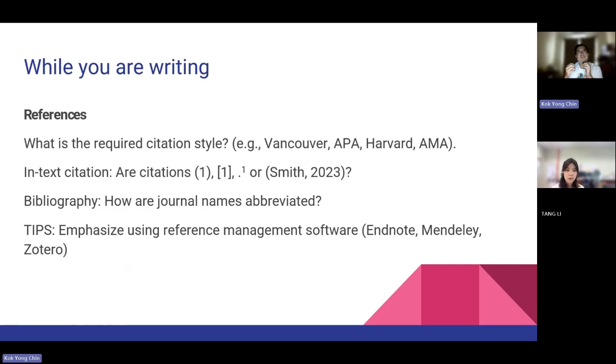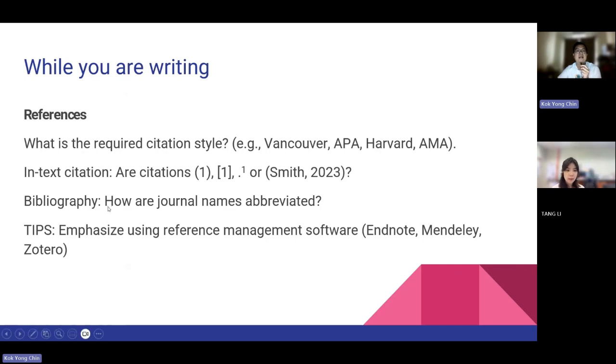If you are in a hurry and you don't have time to read the instructions for authors, just open a PDF of a journal article and have a look at what kind of citation and reference format is required by the journal. In terms of references as well, sometimes the journal names are abbreviated, sometimes they use full journal names. So this is something you have to pay attention to as well.